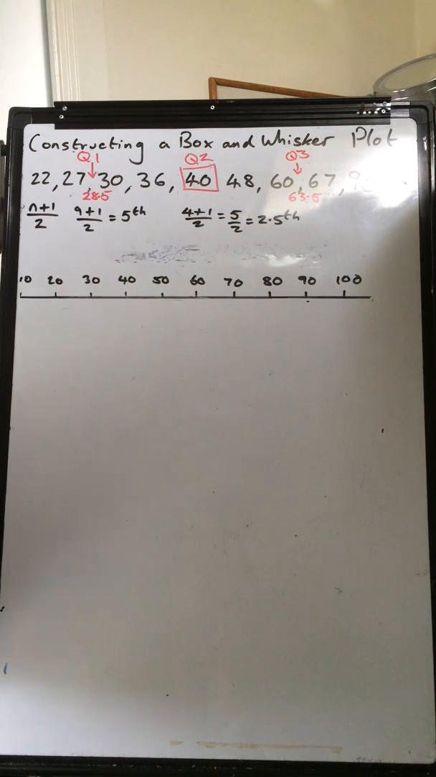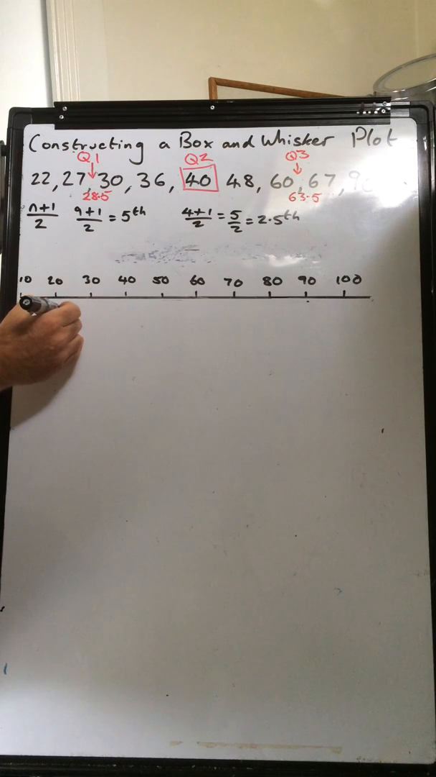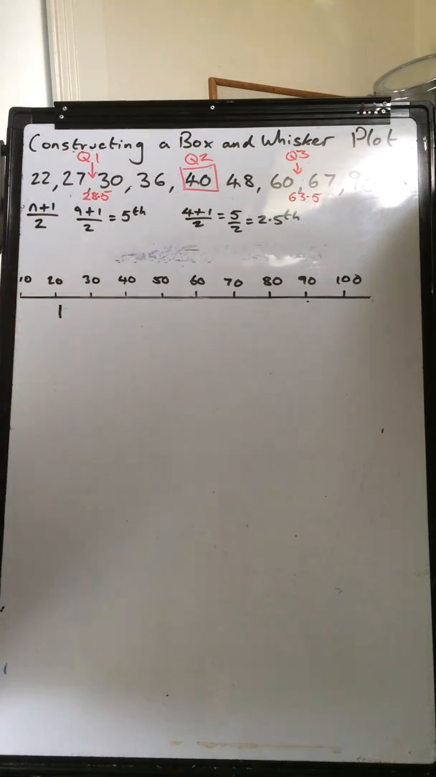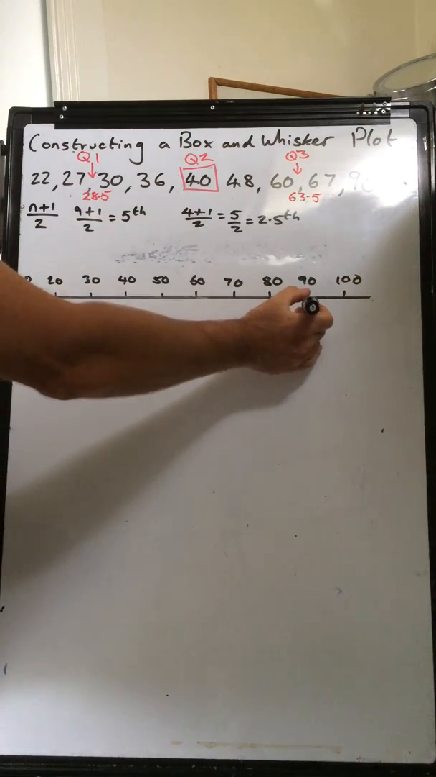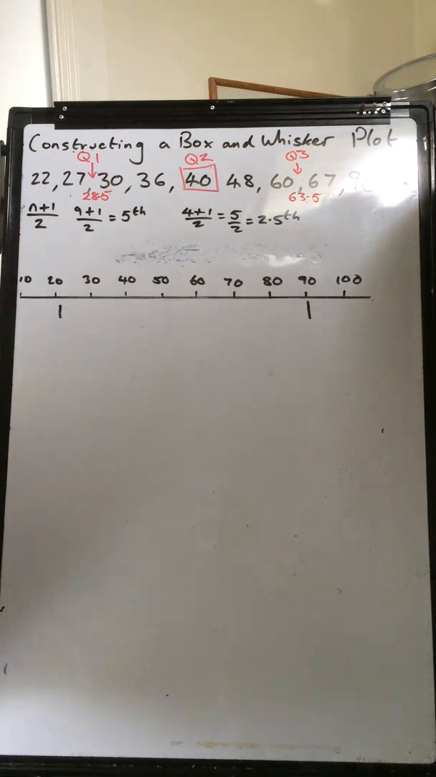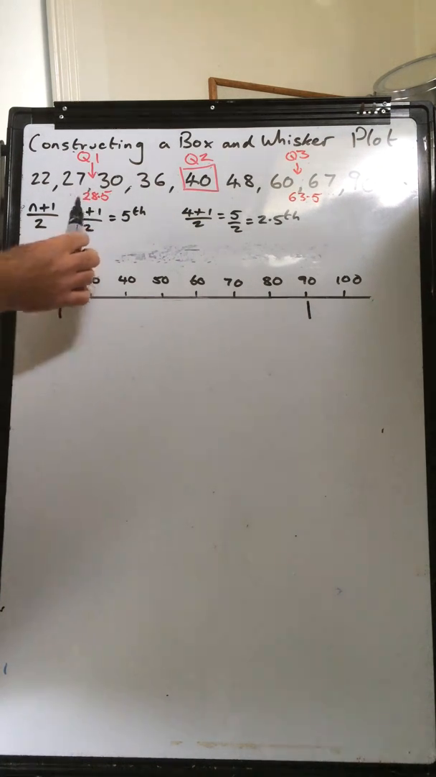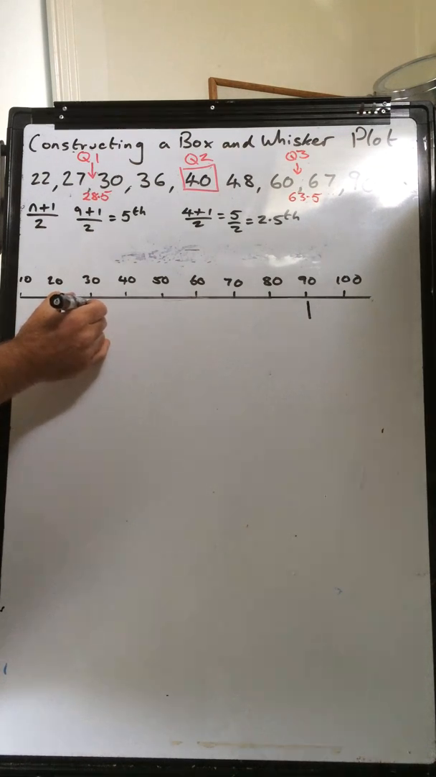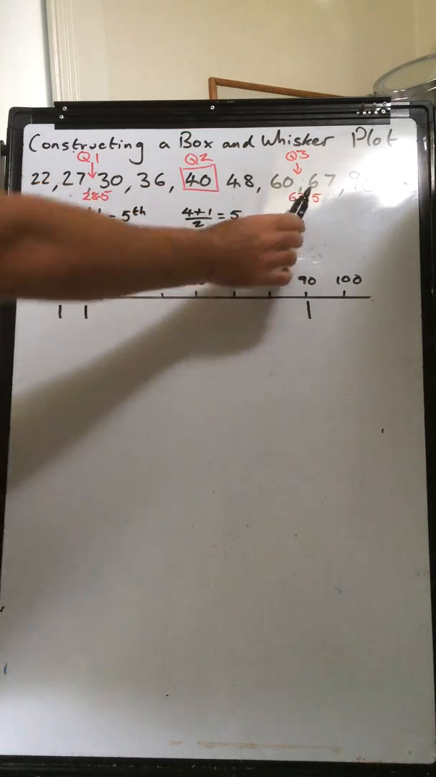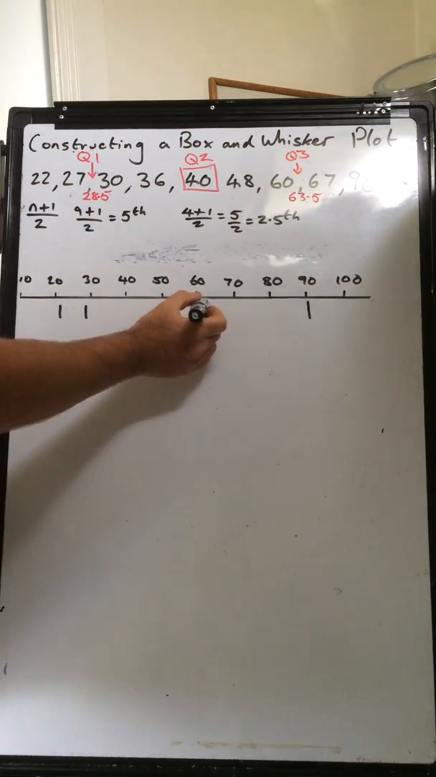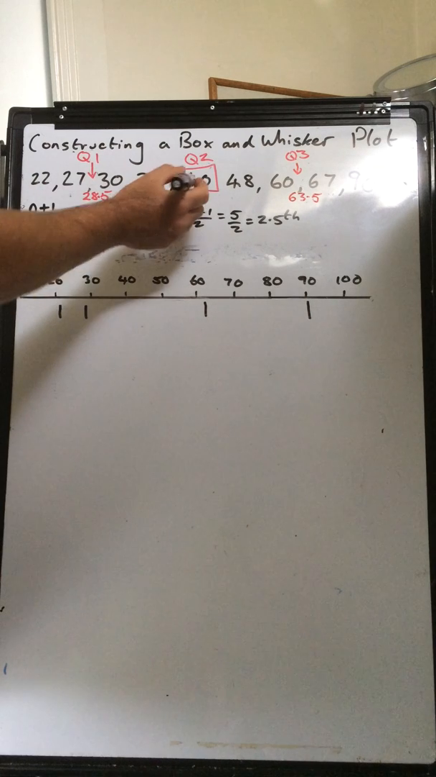Now we can start to construct our box and whisker plot. So we mark up our minimum number, 22. I'm going to put a little mark there for 22. What's the maximum number? The maximum number is 90. So I'm going to put a little mark here on 90. So now, where's the lower quartile? The lower quartile was 28.5. Estimate that's 28.5 there. Where's the upper quartile? 63.5. Put a little mark there. That's the upper quartile. And the median is 40.